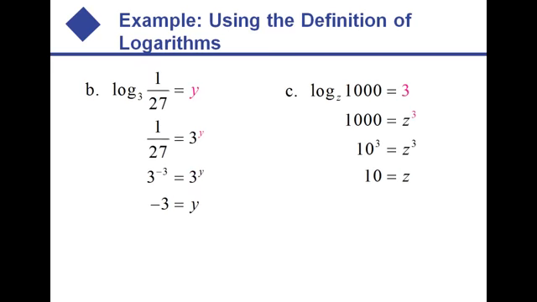Similarly, 3 to some power equaling 1/27th is not too difficult if you rewrite the right-hand side as 3 to the negative 3. And then because the bases are the same, we know the powers have to be the same, and y just equals negative 3. That's going to be a very common way of solving these.